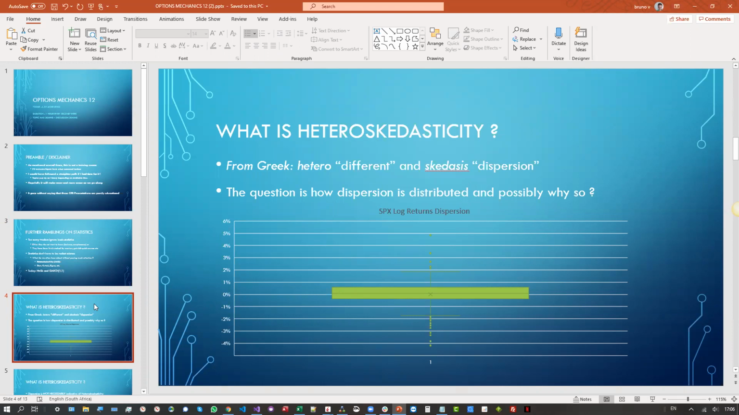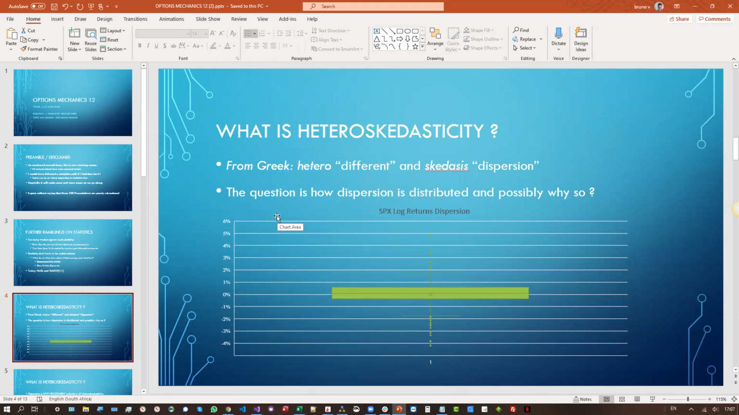So what does that long word mean? Hetero means different, and skedasis means dispersion. And when we have something that goes very far away from the mean, like we've seen recently, we may ask ourselves questions: what caused that dispersion? And so the first thing you can look at. I will provide, for those who want, the spreadsheets for the charts I'm using today.